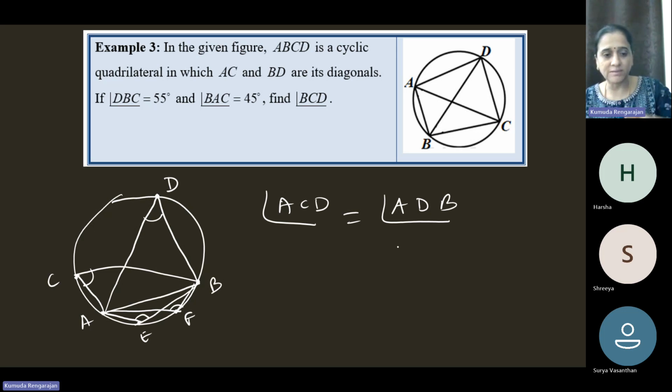Both angle AEB and AFB are angles on the circumference of the minor segment made by the same chord AB. So they're equal. That's what is meant by angles in the same segment of a circle are equal.